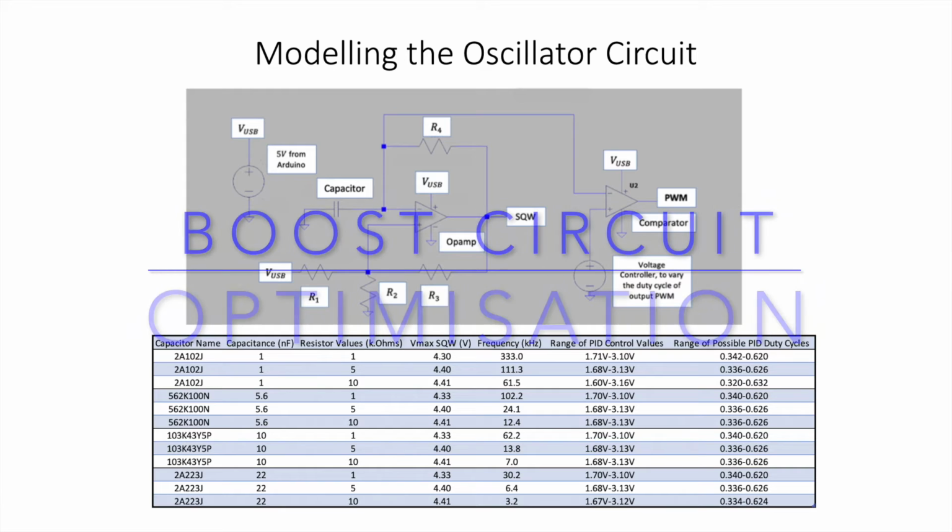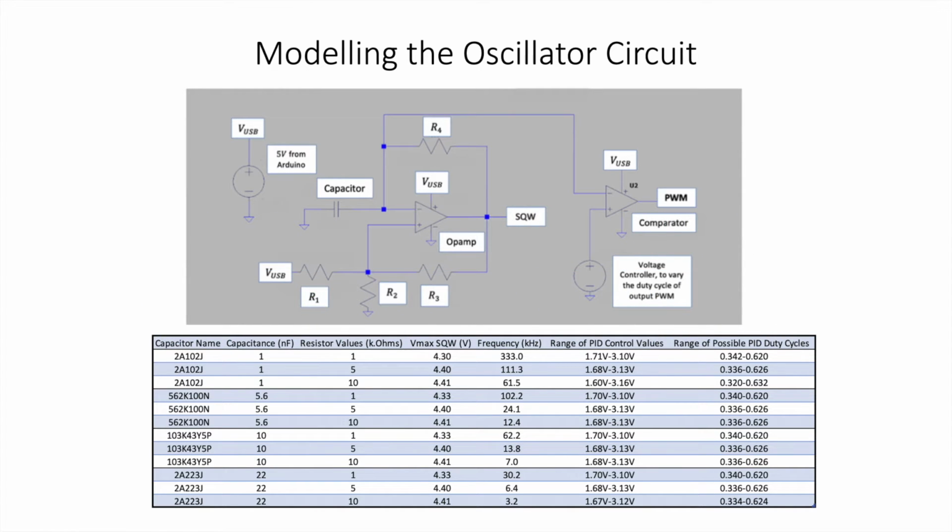Before analysis of the boost circuit was conducted, the oscillator circuit, which has the function of producing the PWM signal for switching, was evaluated, where it was found that as the resistor values, especially the feedback resistor of the oscillator, and the size of the capacitor are decreased, the frequency of the PWM is increased.